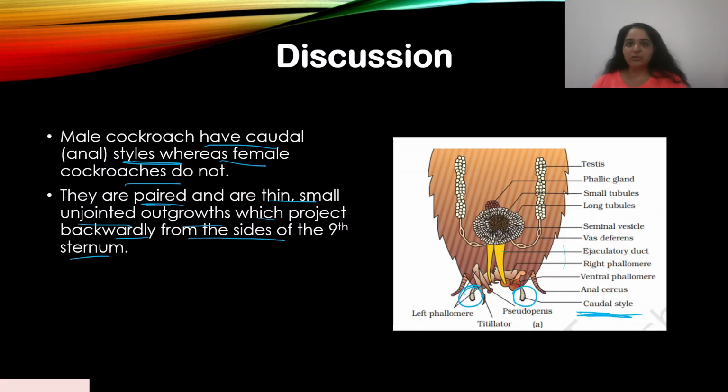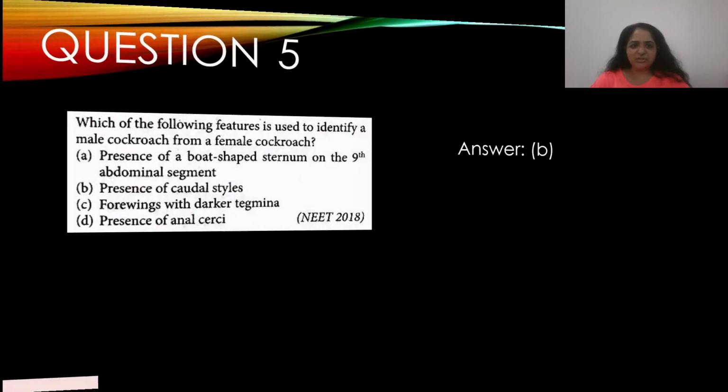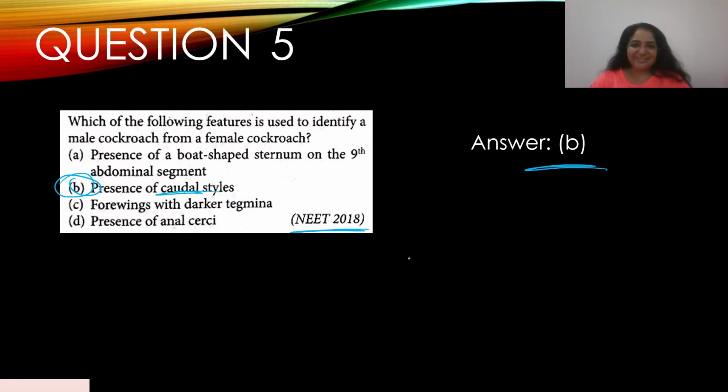Okay, now usually the functions of the caudal style is that they react to any environmental or chemical changes around. They also act as a male copulatory organ. Okay, so these are some of the functions of the caudal style. If they write anal style, you know they're talking about caudal style. Okay, so that's another term that is used for cockroaches. And that pretty much answers our question, right? It's pretty direct. So to identify a male cockroach from a female cockroach, a very important physical identifier is presence of caudal styles.